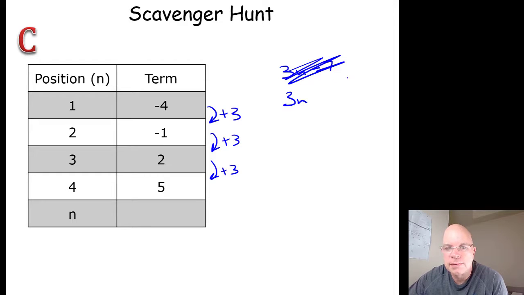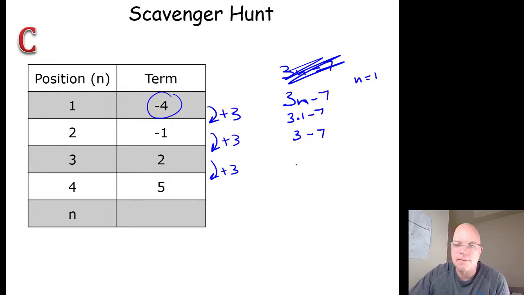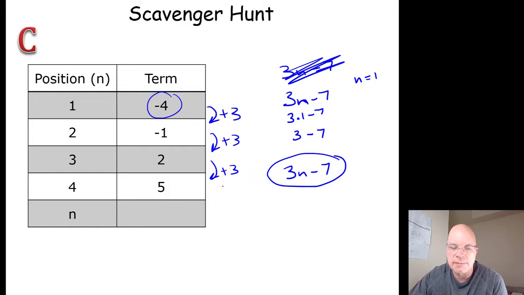If I have 3n, I know it's 3n because the common difference is 3. When n equals 1, 3 multiplied by 1 would be 3. But I need it to be negative 4. I would need to subtract 3 just to get to the 0. Then I need to subtract 4 more. So altogether I'm subtracting 7. So 3n minus 7, or 3n plus negative 7.